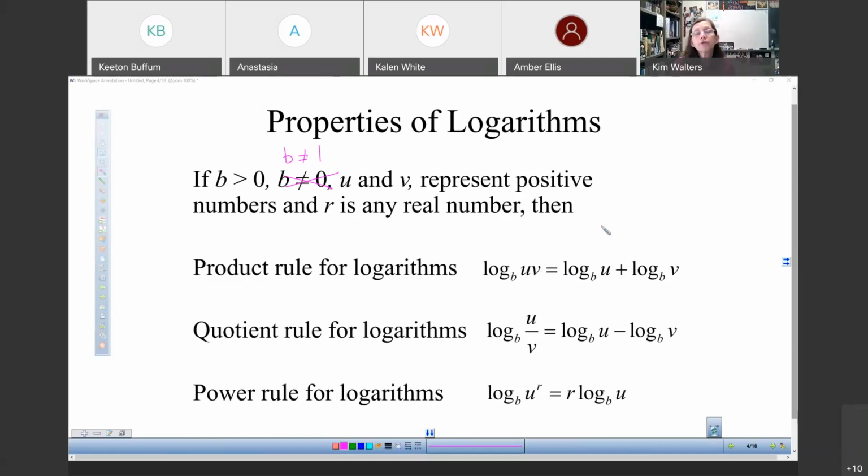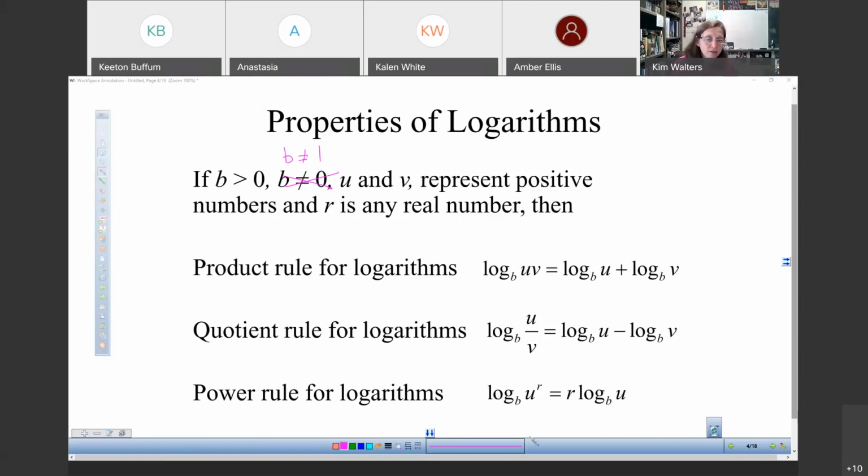Okay. So we have 3 rules. Is it important that you remember the names of these rules? No, not really. Is it important you remember how to use these rules? Yes, really. Okay. So these are what I call condensing and expanding rules. If I condense something, that means I make it smaller. And if I expand something, that means I make it larger. Okay. So these rules have 2 sides, and we're going to talk about them in just a second.